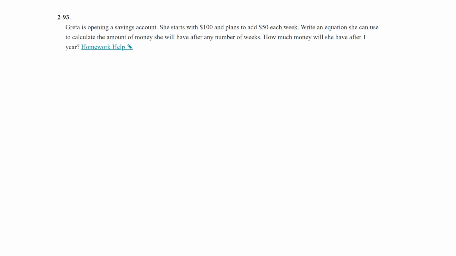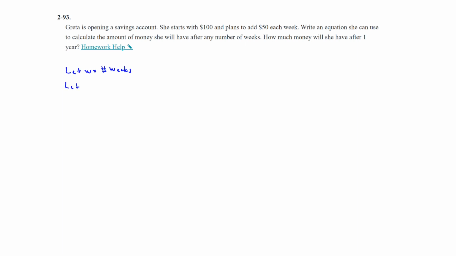Question 93, Greta is opening a savings account. She starts with $100 and plans to add $50 each week. Write an equation she can use to calculate the amount of money she will have after any number of weeks. How much money will she have after 1 year? So let's go ahead and write our variables down. Let W, since we're looking for per week, equal the number of weeks. And that's our time frame.